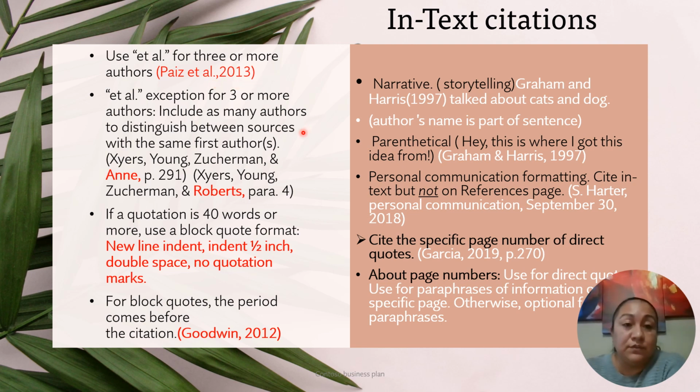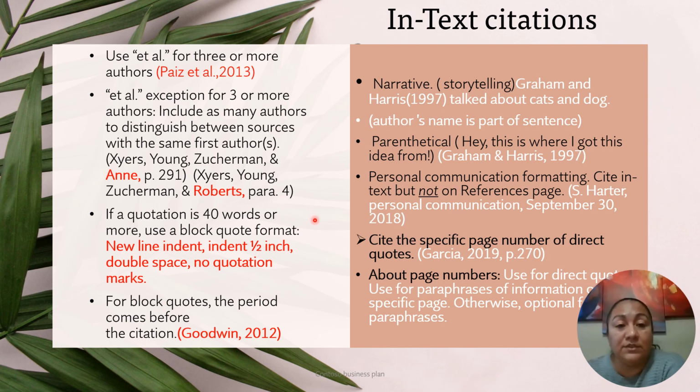There is an exception if you're going to use et al. If you have 3 or more authors, okay, you can include as many authors as you need to distinguish between sources with the same first authors. For example, if you look at here, I have Zires, Young, Zuckerman, and Ann, page 291, okay? And right here, I want to add Roberts and take out Ann. You're going to use the same authors as before, Zires, Young, Zuckerman, and Roberts. This is the new author that you want to in-text. Para means paragraph, 4, okay?